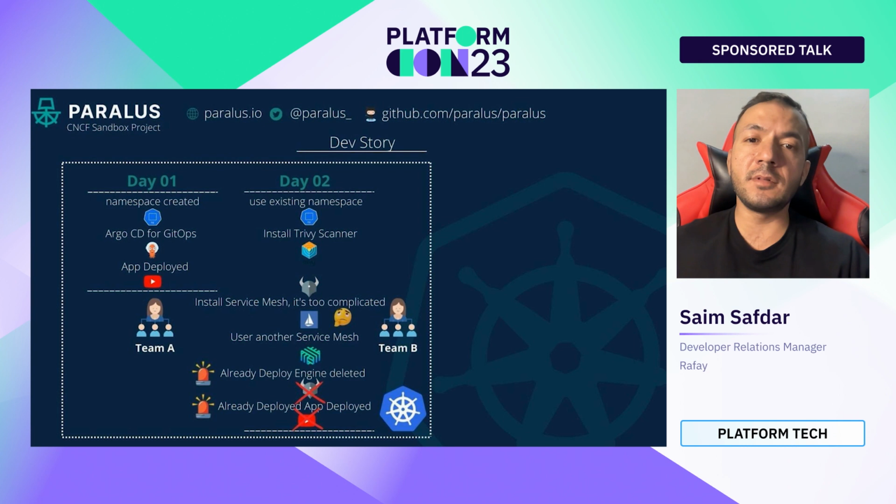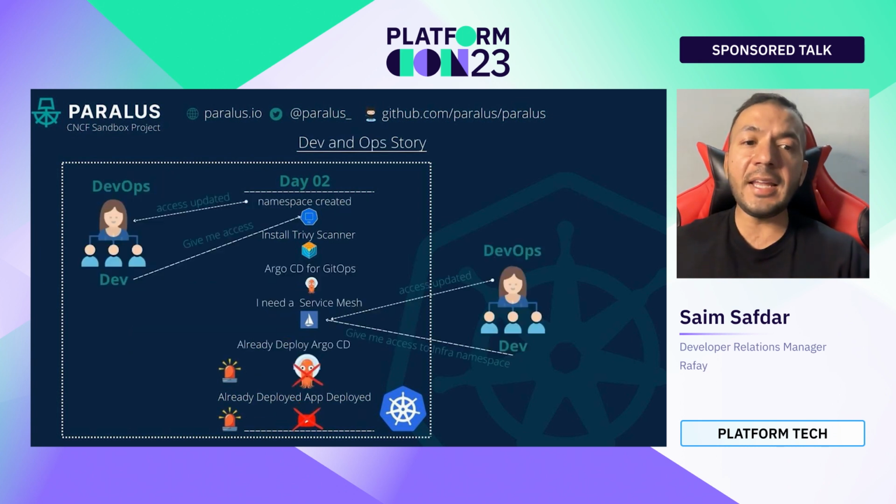Oh ho, what happened? The app was deleted accidentally. What happened? The policy engine was also deleted accidentally. Oh, I need a policy now. DevOps team, please create a namespace and tell me that I can only access this namespace and don't do anything else. Oh no, yes, good. Access granted. You can access this namespace and do whatever you like.